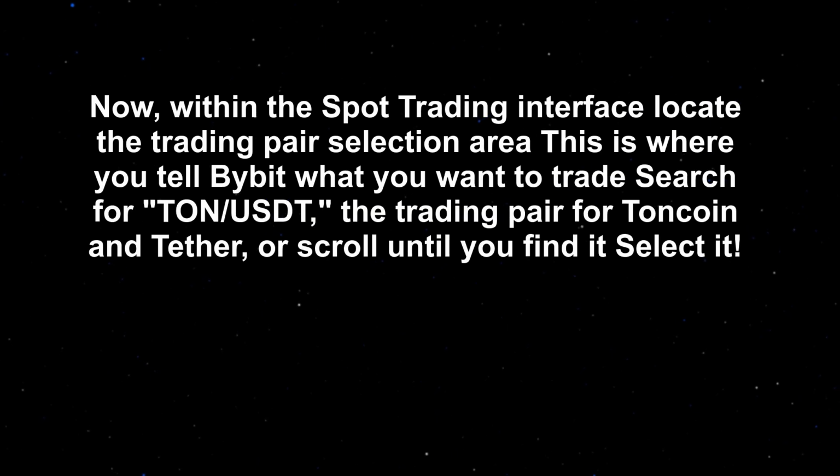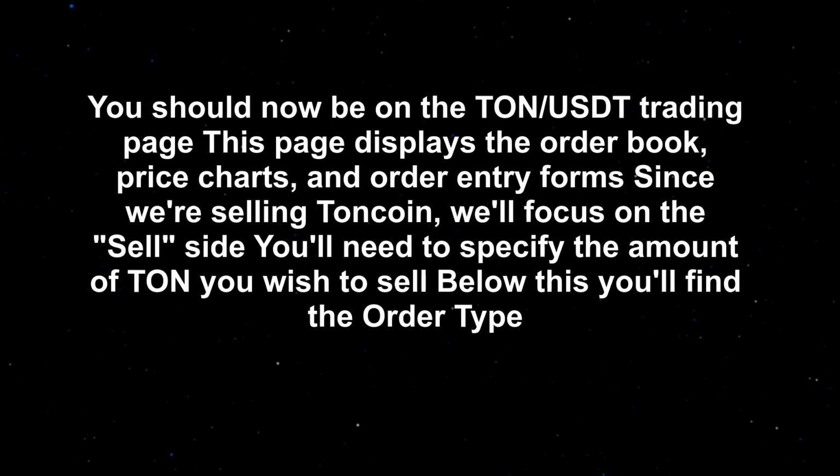Now, within the spot trading interface, locate the trading pair selection area. This is where you tell Bybit what you want to trade. Search for TON/USDT, the trading pair for Toncoin and Tether, or scroll until you find it selected. You should now be on the TON/USDT trading page.